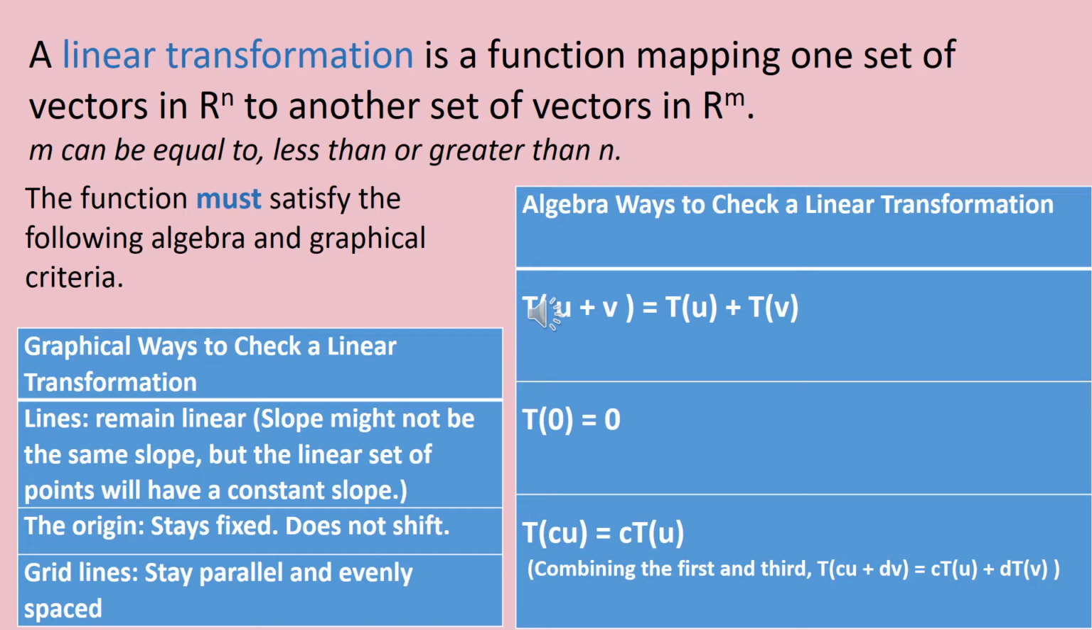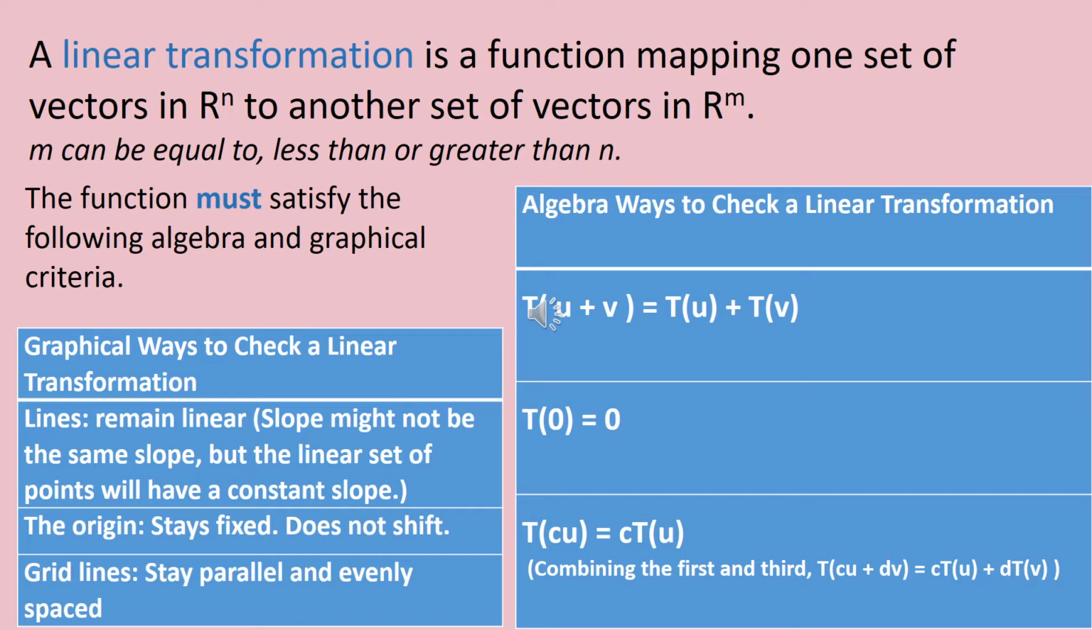Graphically, if you graph anything that's a straight line with a linear transformation, it will stay a straight line. It might not be the same straight line, so the slope might be different, but it will not become curved. So straight lines will not become curved. Also, the origin stays fixed. The origin is not going to move. So your function maps 0 to 0.